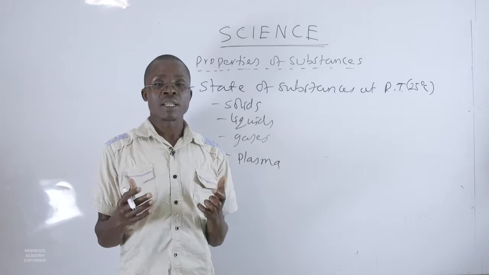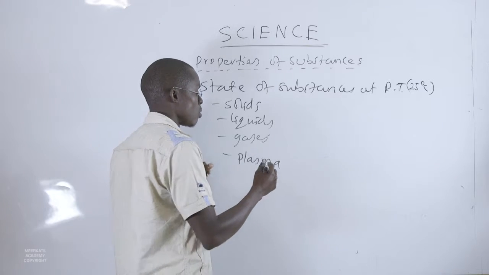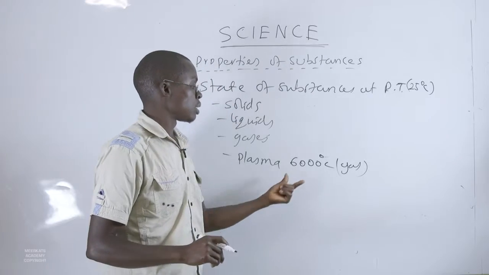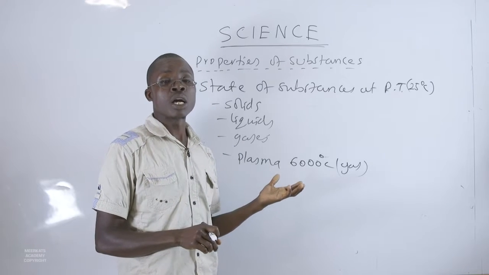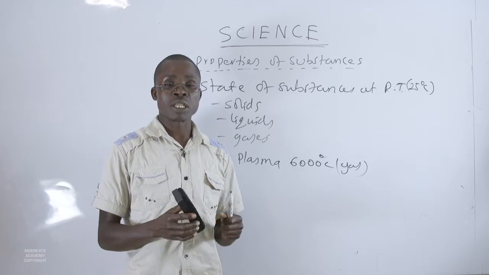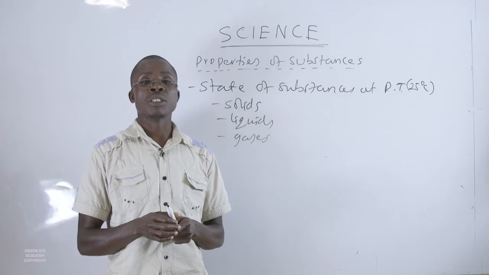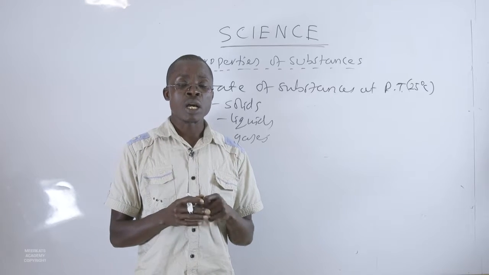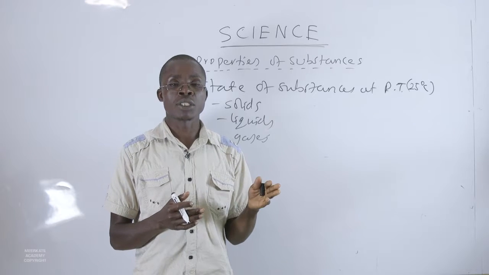This is an air-like gas, which exists at temperatures of about 6,000 degrees centigrade. So if you have a gas existing at temperatures as high as 6,000 degrees centigrade, then you will be talking about a special state of matter that we call plasma. But for our level of study as of now, we limit ourselves to these three states of matter: solids, liquids, and gases. Now, we need to understand these three states of matter in a little more detail, and also see how you can move from one state to another.